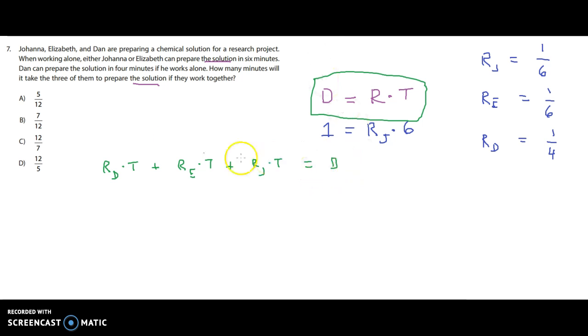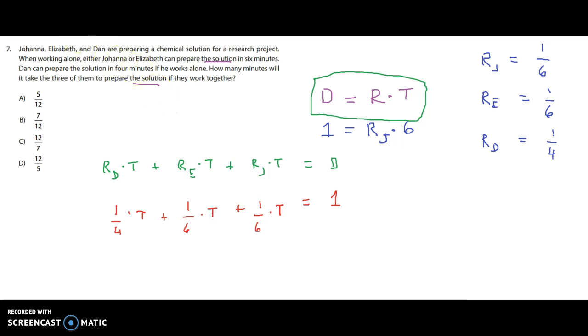Well, we already know everything that we need to solve this, right? Because we're trying to find one solution, so the distance is just 1. How long does it take them working together to complete one task? We know the rate of Dan is 1 over 4, so I'm going to put that in there: 1/4 times the time, plus the rate of Elizabeth, 1 over 6 times the time, plus the rate of Johanna, also 1 over 6 times her time, and that all has to be equal to 1.